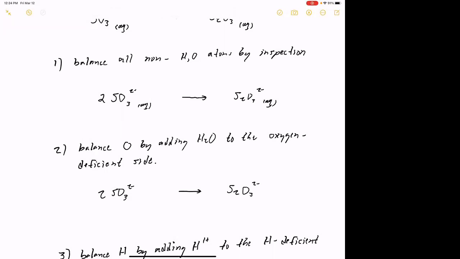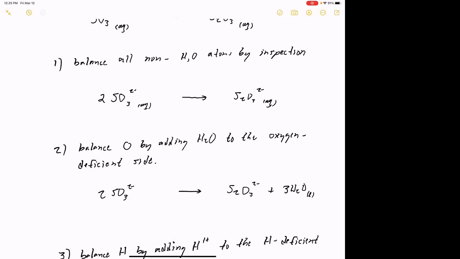So what I'm going to do is add enough water molecules to make the oxygens work. And I'm going to add them to the right-hand side because that's where I'm deficient. Okay, so how many waters do I need to add to the right-hand side, guys? 3. 3, you got it. Very good. Okay, and I will put an L there because water is a liquid. Okay, it's not in the aqueous state. All right, so now it looks like we're good.